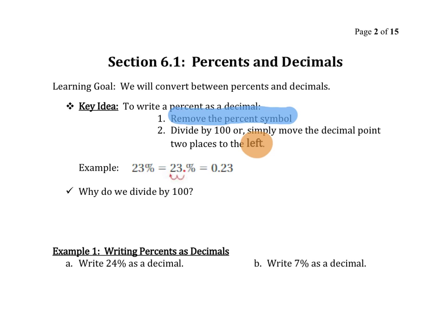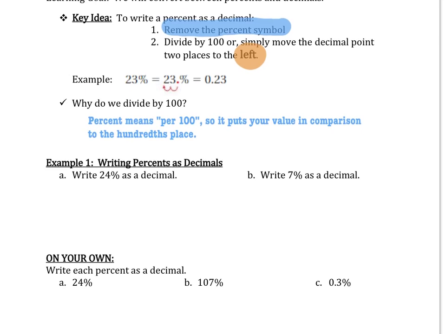Now you may be wondering why we actually divide by 100. The word percent actually means per 100. So if you have 23%, that's 23 out of a possible 100%. So we're really just putting the value in comparison to the hundredth place of our decimal. Okay, so let's try a couple examples now.